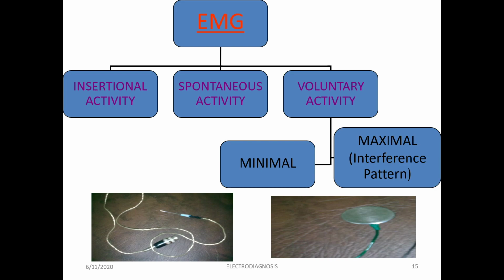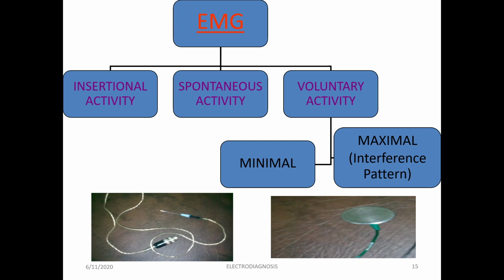Clear? Okay. Maximal voluntary activity is also known as interference pattern. So you should be able to understand this whenever you write or read interference pattern in the report. Clear? So interference pattern means activity with resistance. Many times it will be written simply as IP in the report.